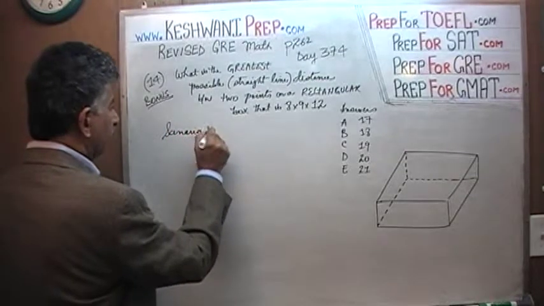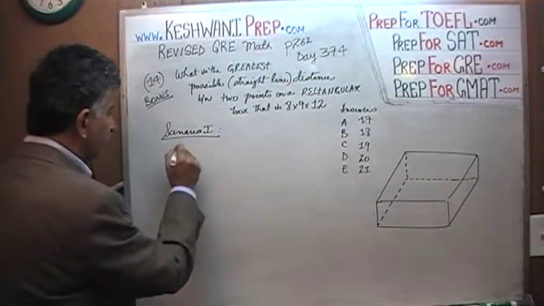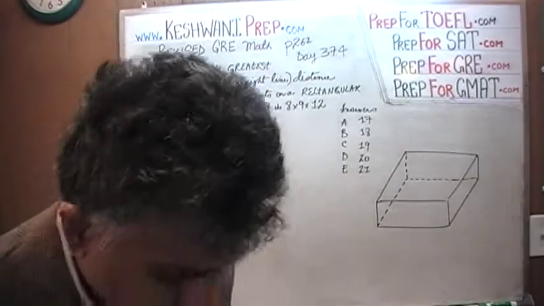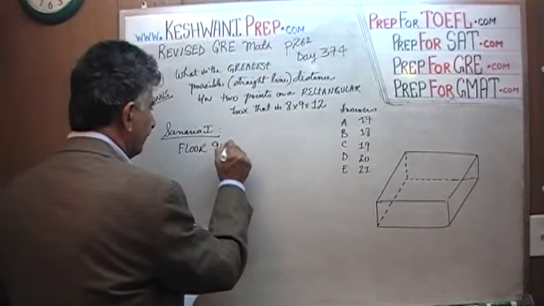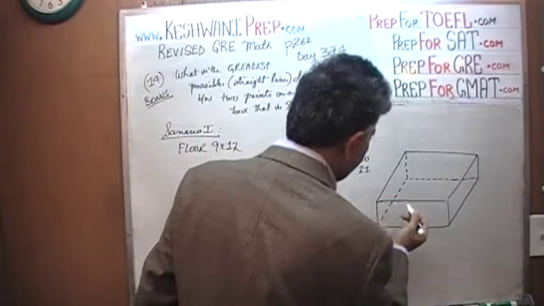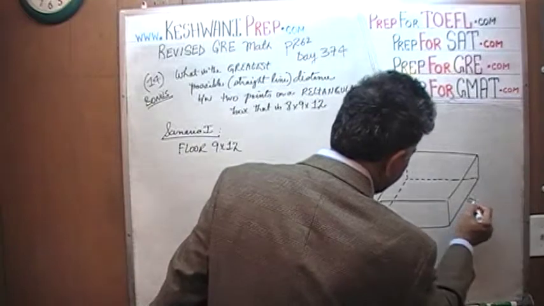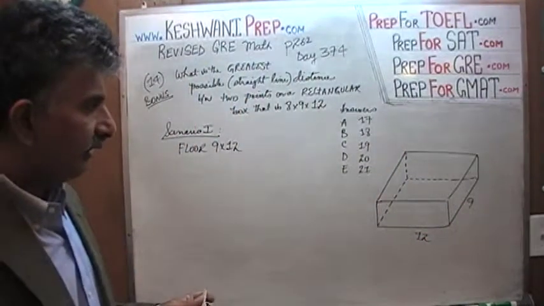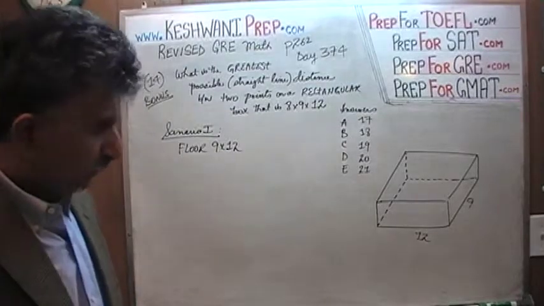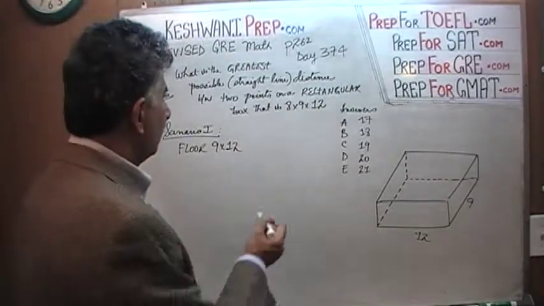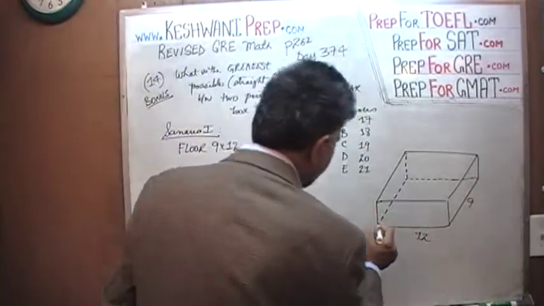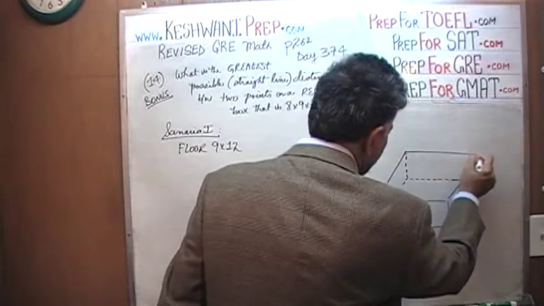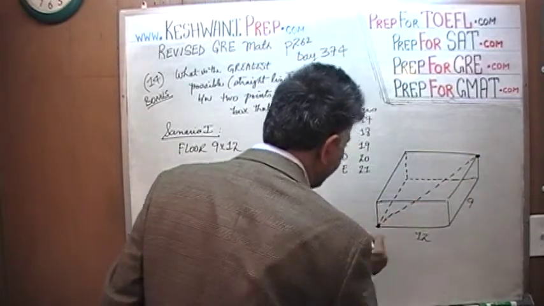Scenario number 1. Let's pretend that the floor is 9 by 12. The floor is 9 by 12, which means this floor right here that you see there, which means this side is 9 and this side is 12. Now just like yesterday, the longest distance that we're looking for, the largest straight line distance, is right here, from this edge to that edge, or from this edge to that edge. I'm going to show you here. This is the distance we're looking for.